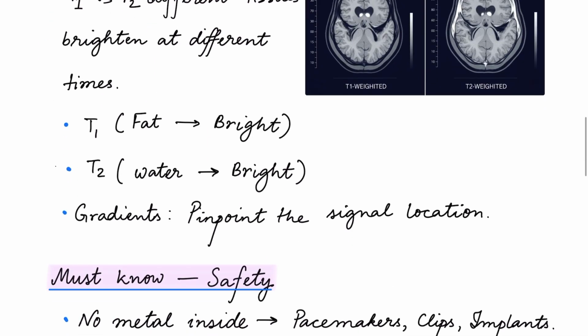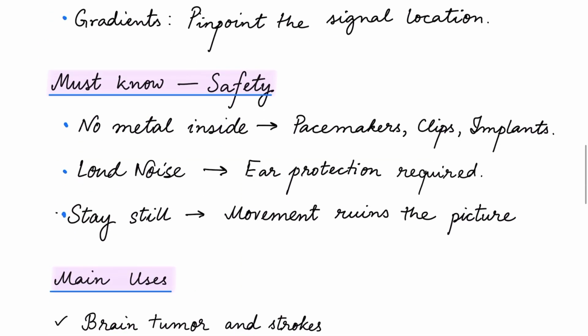So we must know the safety. MRI is generally very safe, but certain precautions are essential. No metal objects or implants should be inside the body, as they can be affected by the strong magnet. The scanner produces loud knocking noises, so ear protection must be worn. Patients must stay completely still during the scan because movement can blur or distort the images.